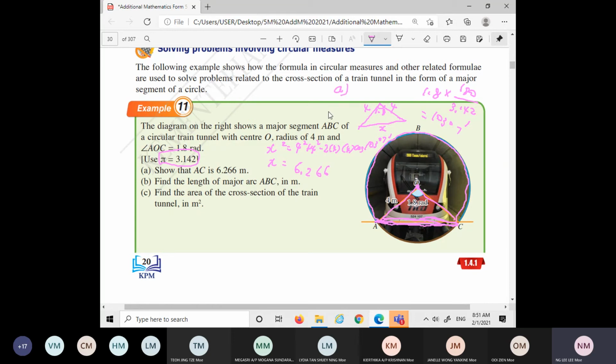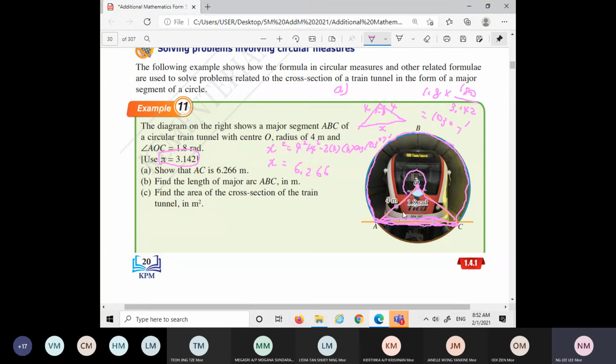Okay, this is part A. Now we go to part B. Find the length of the major arc ABC in meters. Major arc ABC means from here to here. So for you to find this major arc, you will need this angle.